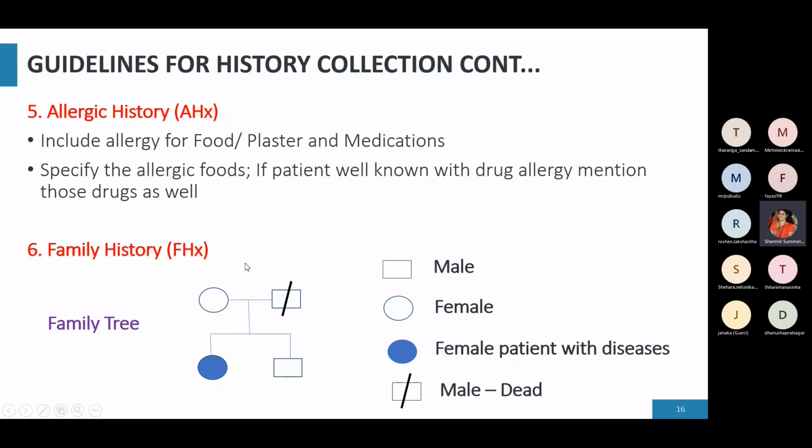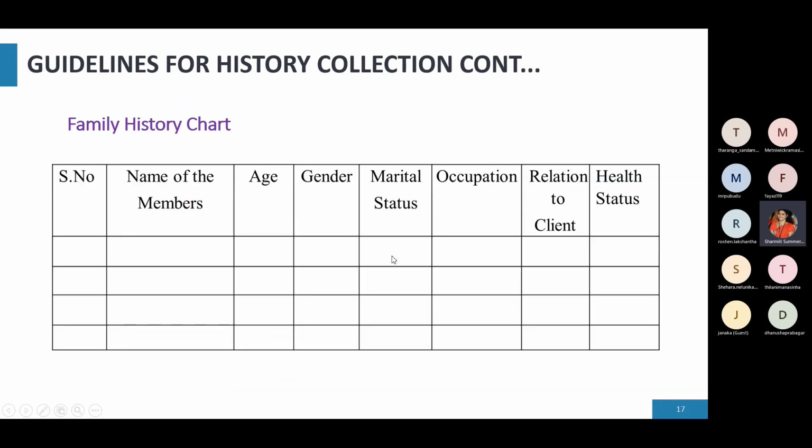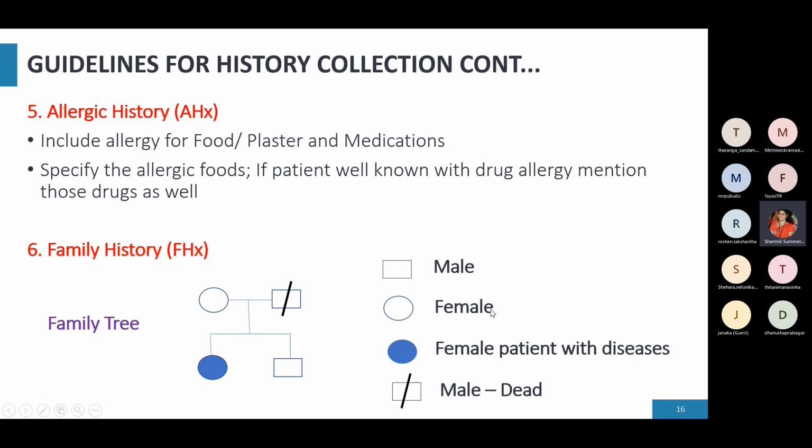And family history. Normally under the family history, we are writing a family tree. We write a family tree for easy illustration. Here you can see the box is for the male. If it is a male member, we mark it as a box or rectangle. And if it is a female member, we mark it as a circle. If the person is the patient, either male or female, you need to color it. If it is a male patient, the rectangular box should be colored. If it is a female patient, the circle should be colored. And if the person is dead, then it should be cut like this. Here the person is a dead male, so the rectangular box is cut. And if it is a female, then like this.